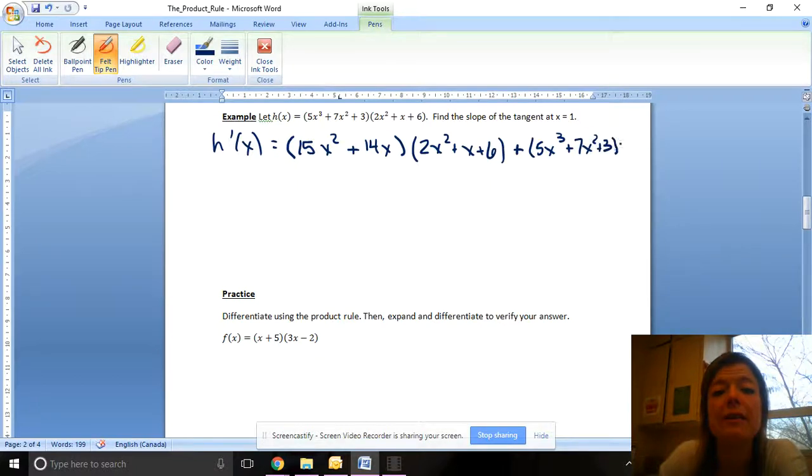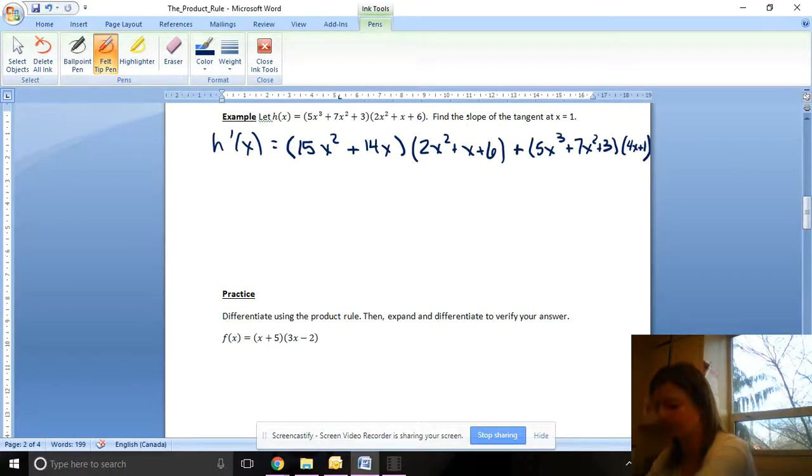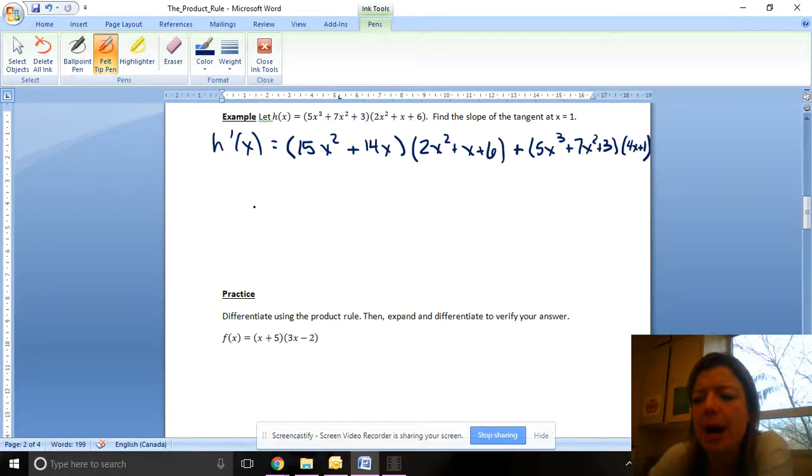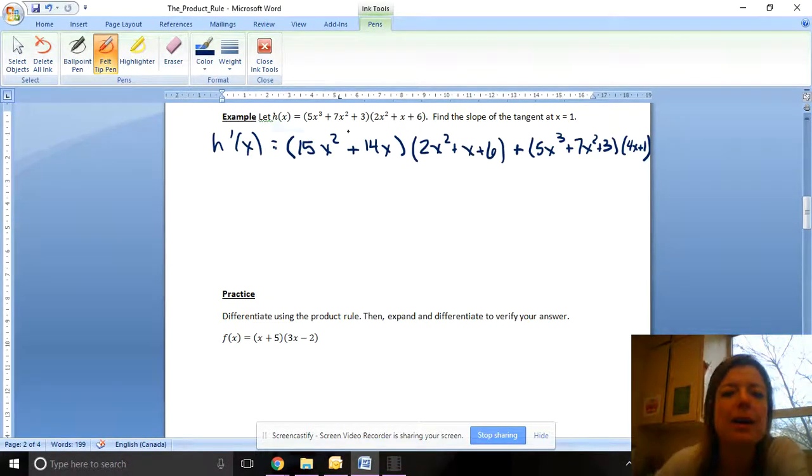And now I take the derivative of the second one, so 4x plus 1. Okay, now notice that this question just asked for the slope of the tangent at a specific point. So it's up to you if you actually want to simplify this first or not. If I just asked you for the derivative, I would expect that you actually go through and simplify this. So FOIL and simplify. But I just asked you for the slope of the tangent at 1. So in that case, you could just sub in 1 into this gross thing if you want.